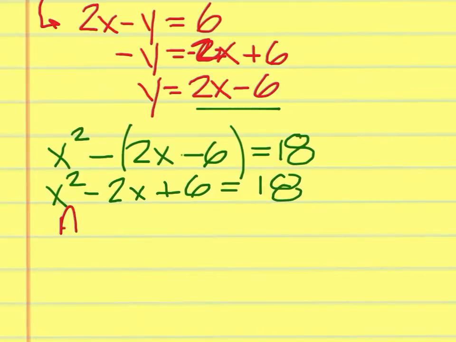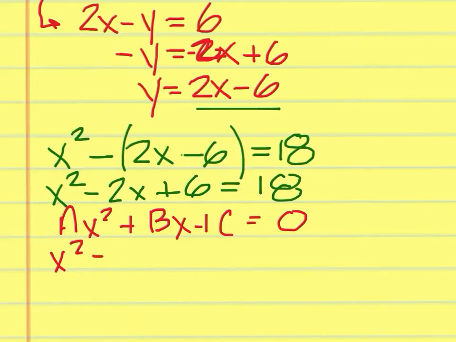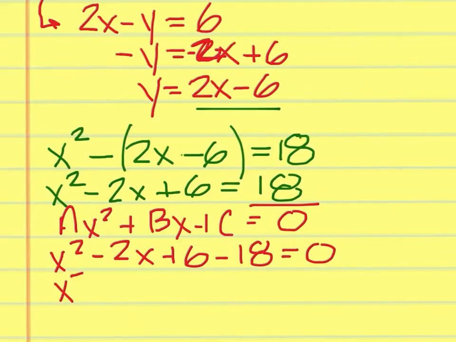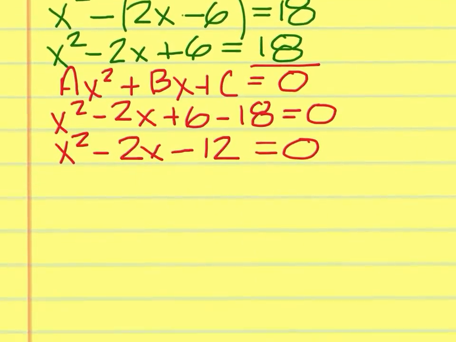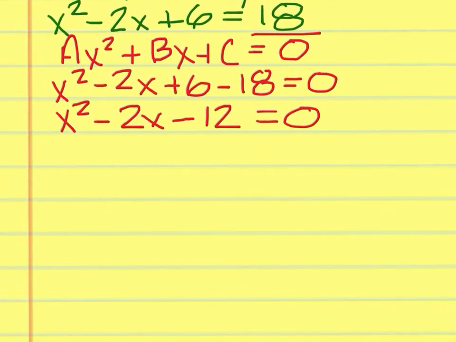And we need this form of a quadratic equation. And to get this, we already have the x squared minus 2x plus 6, but this must go to the left and change signs. And you must simplify the constants at the end, which would be 6 minus 18 being negative 12. At this point, you could complete the square, use the quadratic formula, or factor.